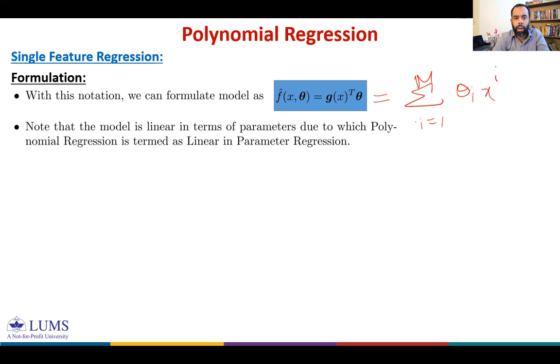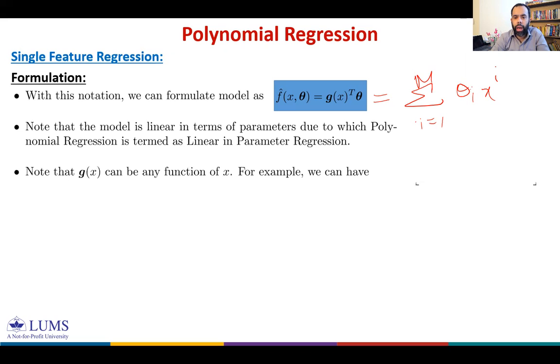So here I have chosen g of x as 1, x, x squared, up to x^m. In fact, this g of x can be any function of x. So we can generalize polynomial regression, and we can have g of x as any function of x. It does not need to be polynomial. For polynomial regression, it is polynomial, but in general, we can have g of x as any function of x.